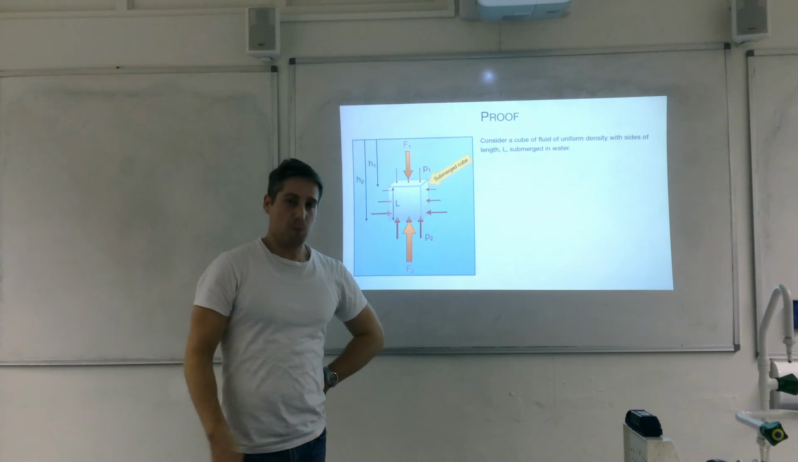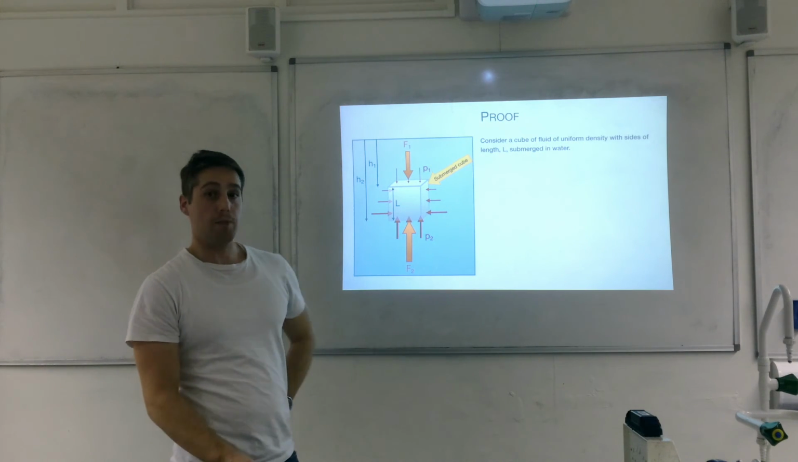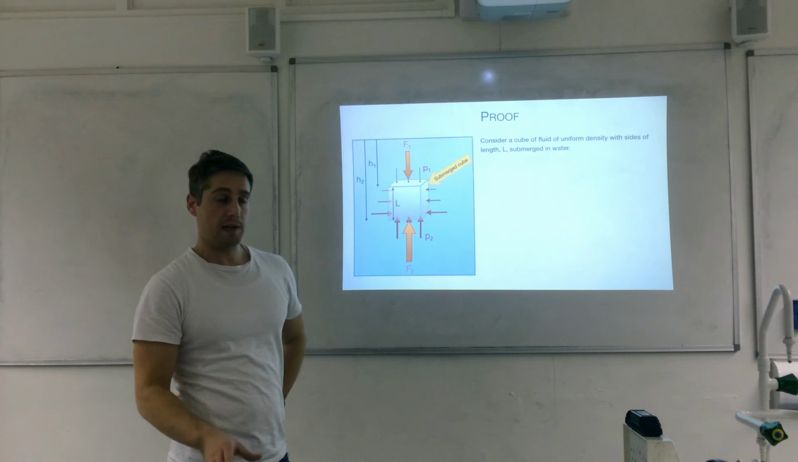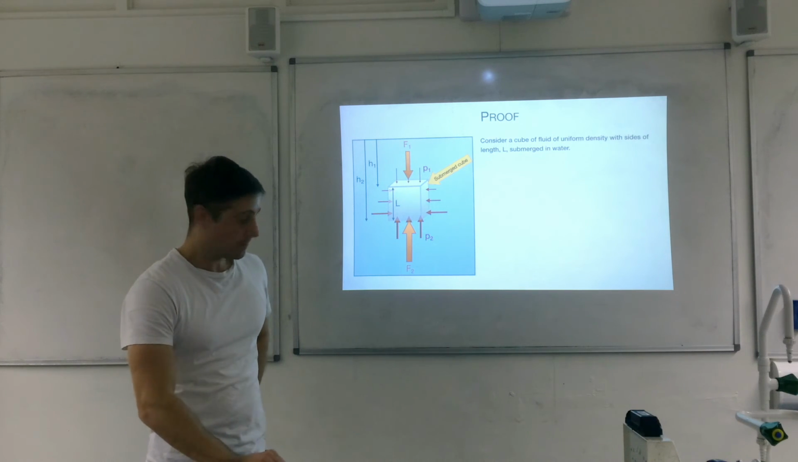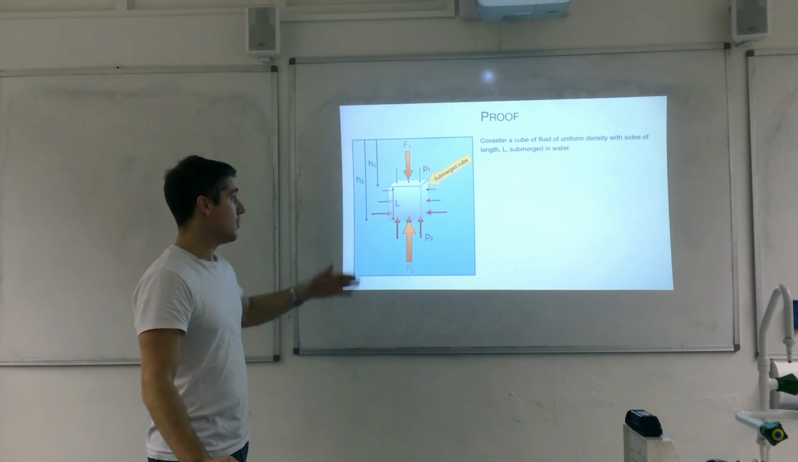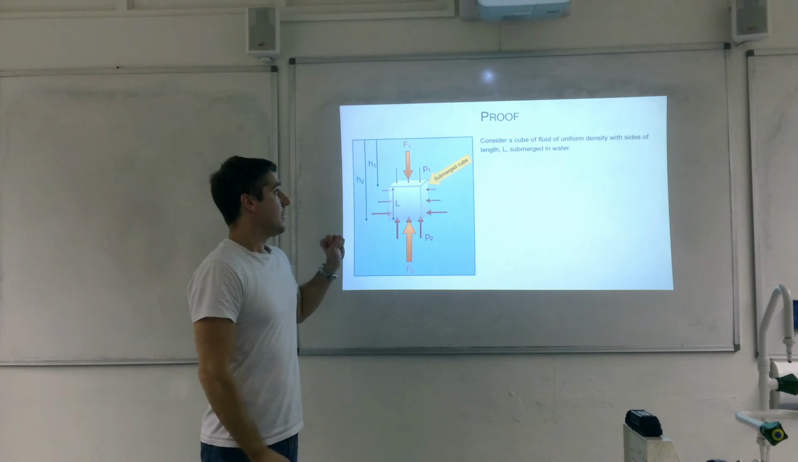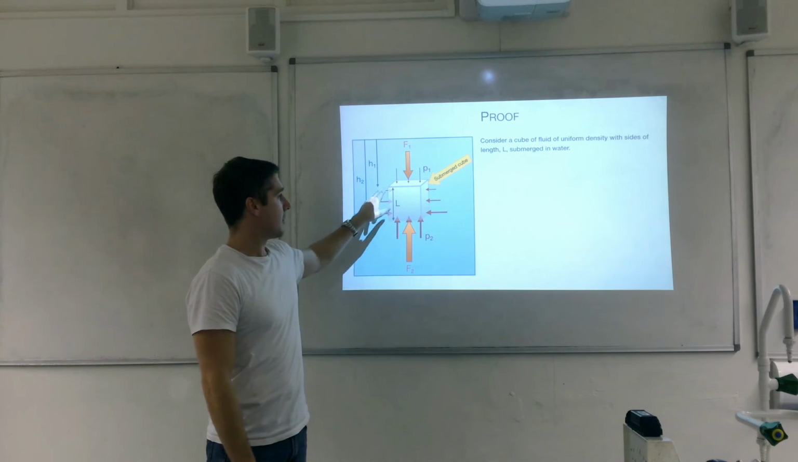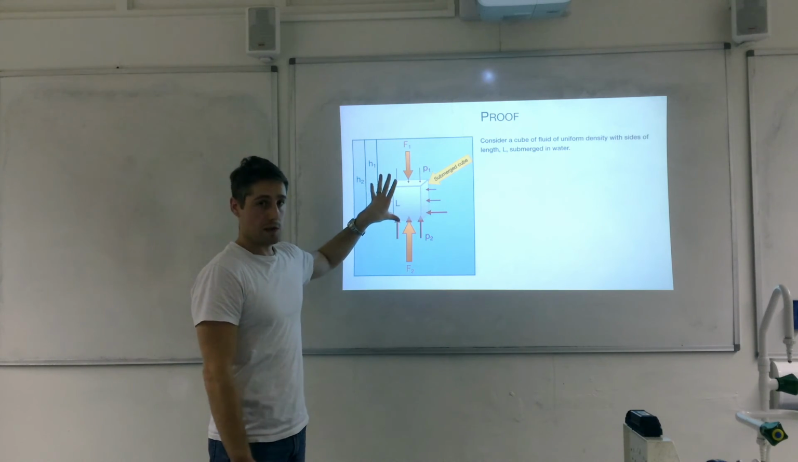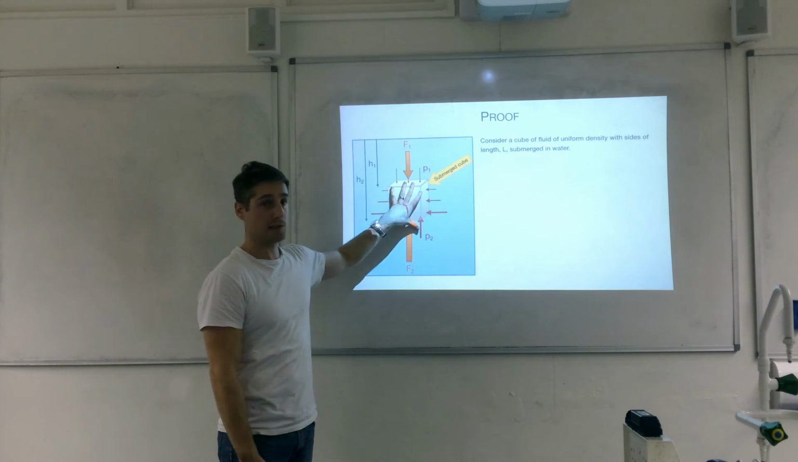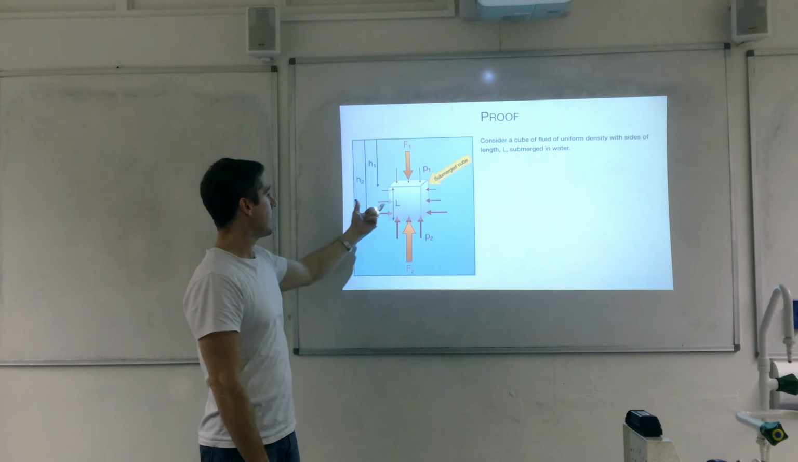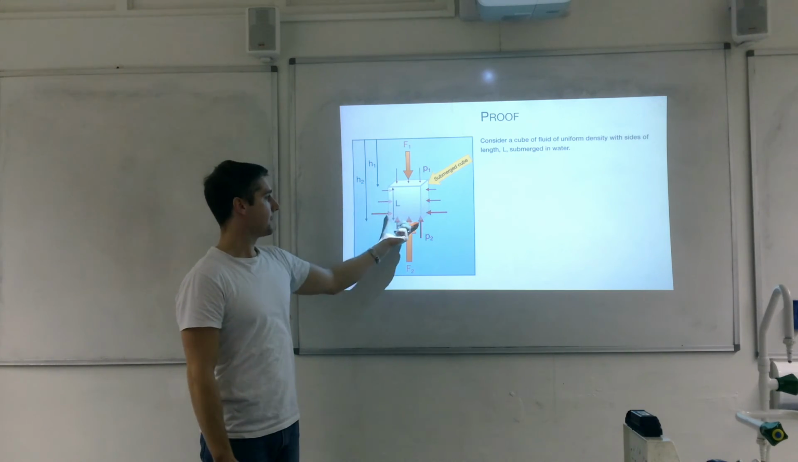Lastly, I'll finish up with a proof that the upthrust is indeed equal to the weight of the fluid that's displaced. I have a cube that is submerged. This is the cube of the same fluid. Well, I'm assuming it has uniform density, and the sides are all length L.